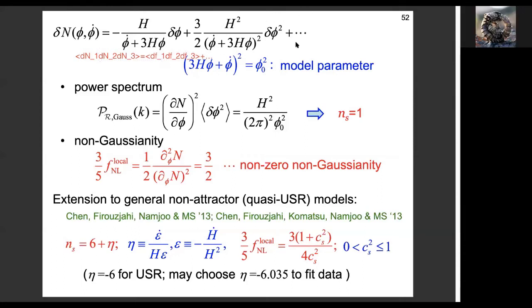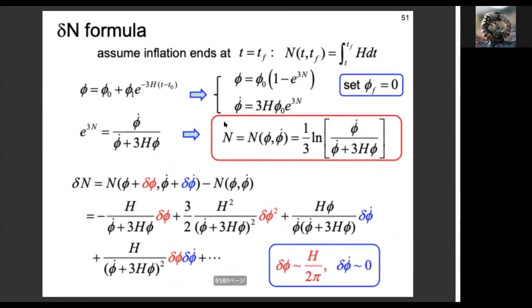Excuse me, I have another question for the previous slide. The one before the previous slides. This one. Yes. So besides the degrees of freedom of phi 0 and t0, do we have the freedom to choose phi f to be 0? I mean, if I choose another value for phi f, do we have the same result?